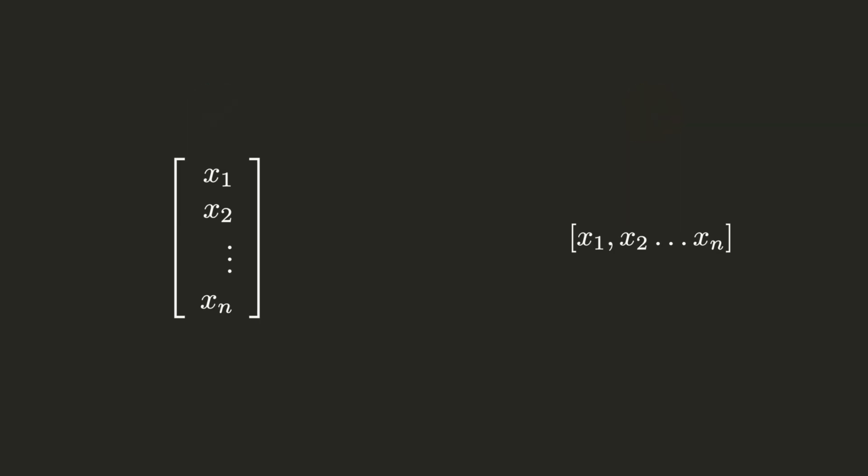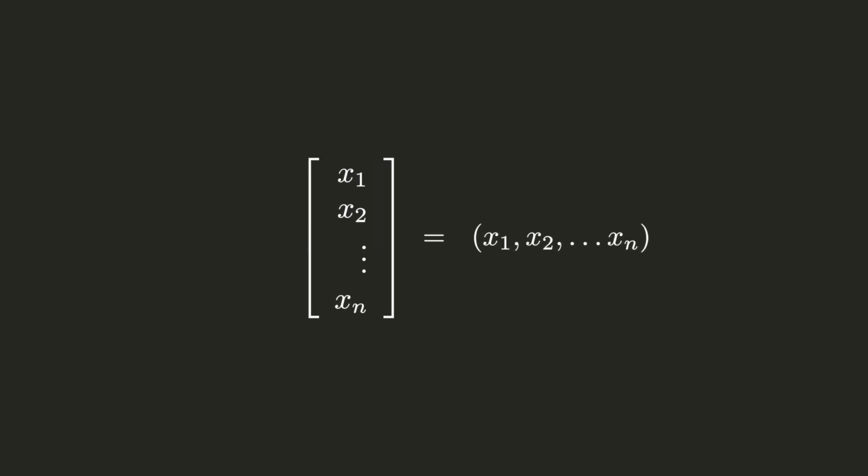We usually call the vertical matrix a vector, but not a horizontal one. Instead, we call it a row vector. To write a vector horizontally, we use parentheses. So these two notations represent the same thing.